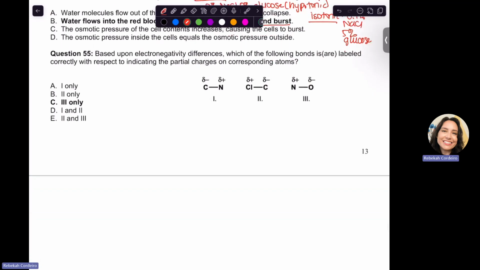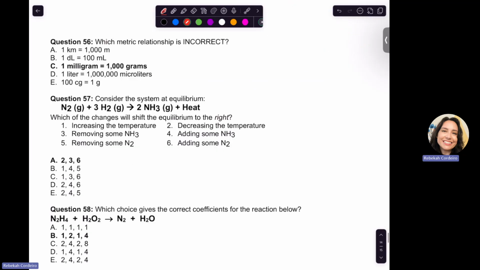Electronegativity differences, which are labeled correctly. So not this one, because nitrogen is more electronegative. Chlorine is more electronegative, and oxygen is more electronegative. So if it's more electronegative, it's going to pull electrons toward it, which means it's going to be more negative. So we put the partial negative charge there.